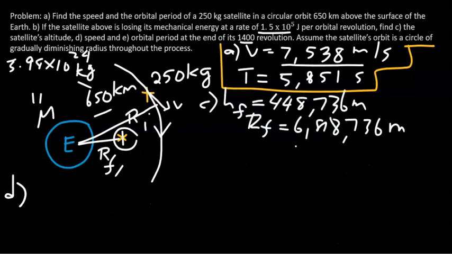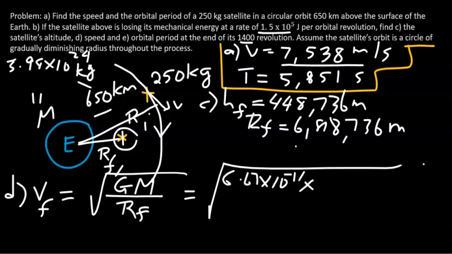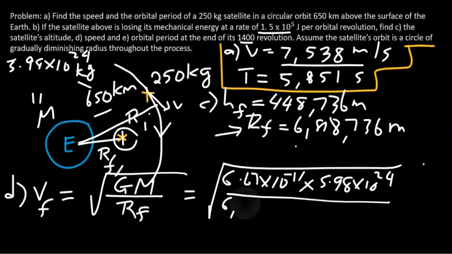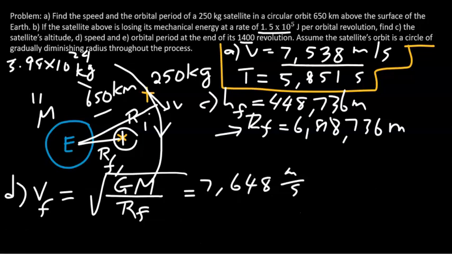Now we can determine this new orbital speed, or the final orbital speed. It is given by the square root of G, the mass of the Earth, over r sub f, which is the final orbital distance. Substituting the numbers for capital G, the mass of the Earth, which is 5.98 times 10 to the power 24 kg, over r sub f, from there, 6,818,736 meters. You get the following for v sub f, which is 7,648 meters per second.